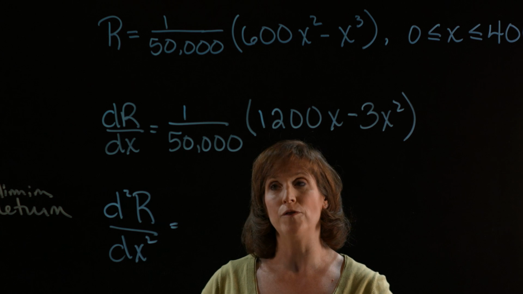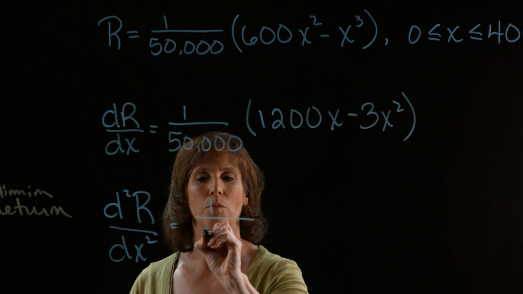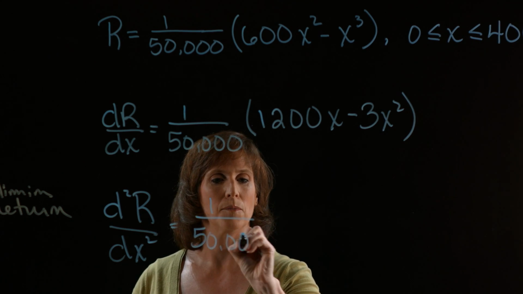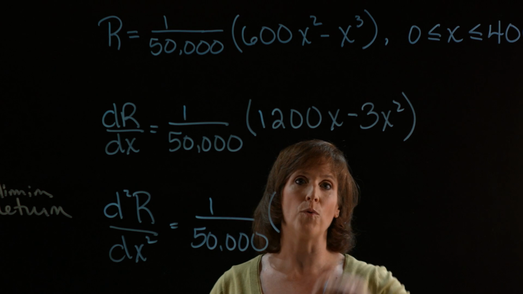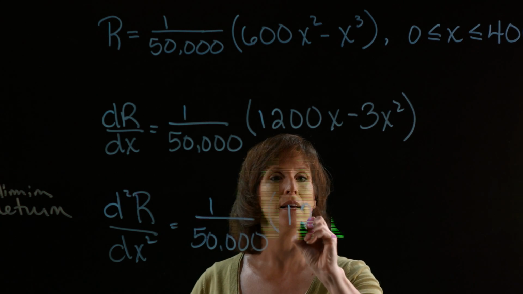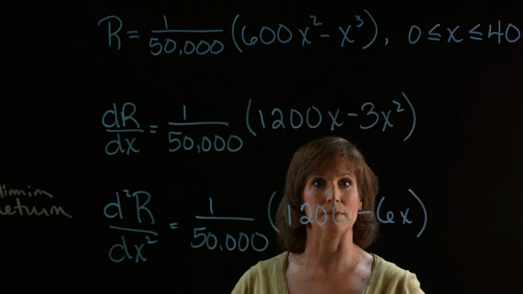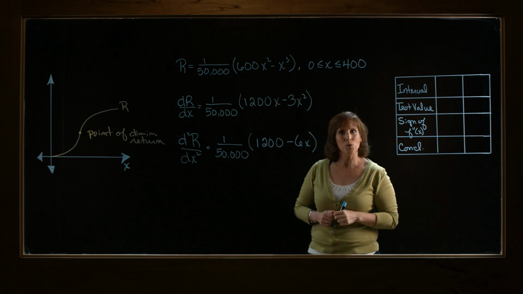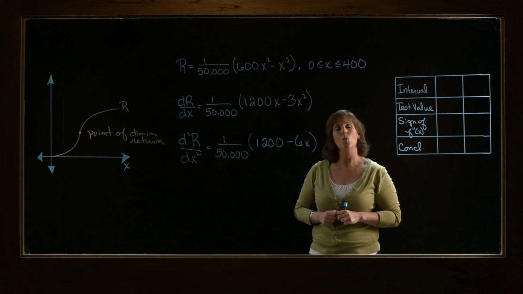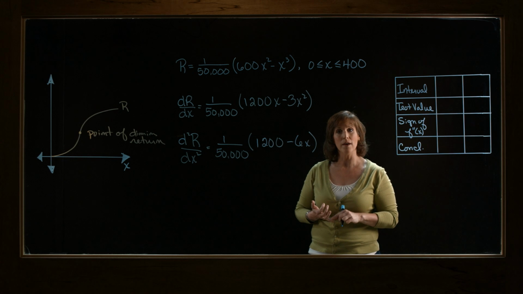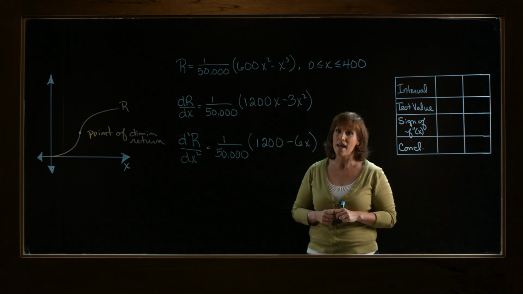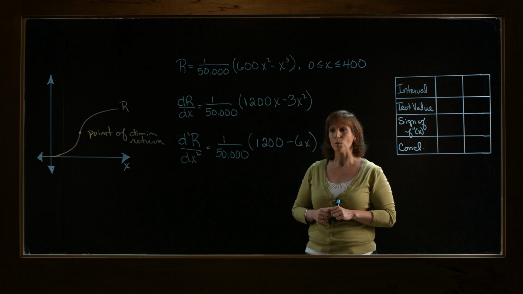Again, the 1 over 50,000 is a constant multiple that will be pulled out. And the derivative of what's inside my parentheses is 1200 minus 6x. All right, now what do we do with this second derivative? We want to know when it's 0 and when it's undefined. Right? Well, this particular derivative will never be undefined, but it will equal 0.